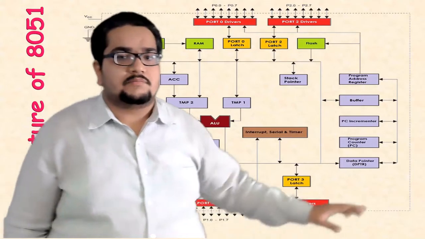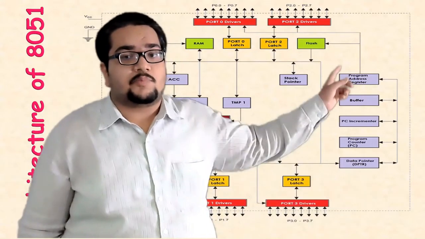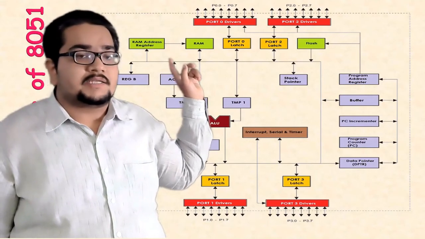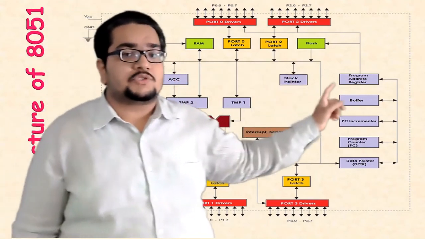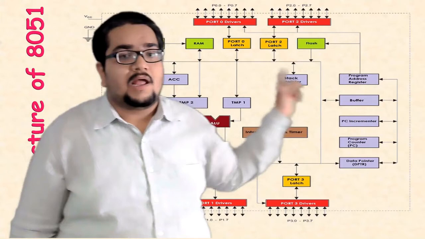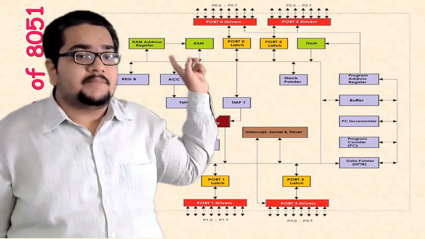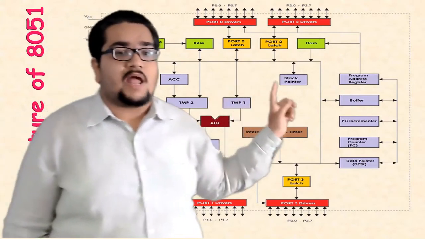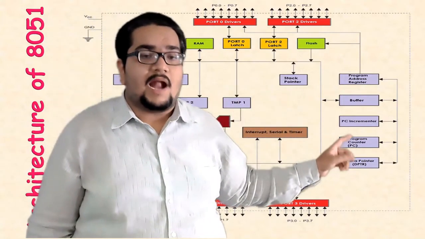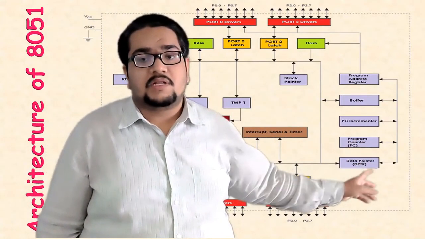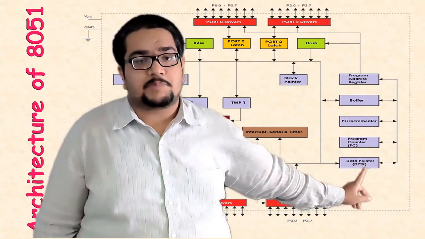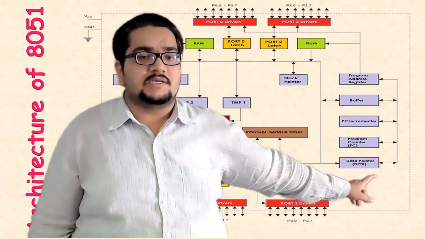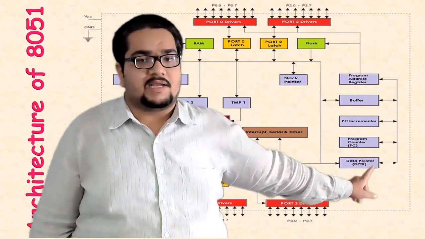Here you can see the other two registers, the program address register and the RAM address register. They hold the addresses of the program instructions stored in the internal ROM, 4K, and point to the data stored in the internal RAM. But whenever you have an interface of an external memory, the external memory data is pointed to by this particular register, called the data pointer. This is one of the 16-bit registers in the 8051: DPTR, the data pointer.